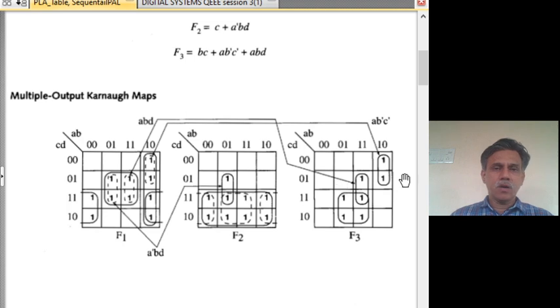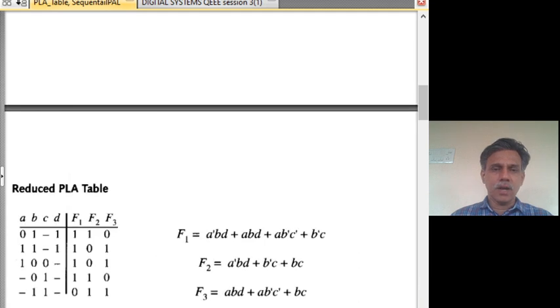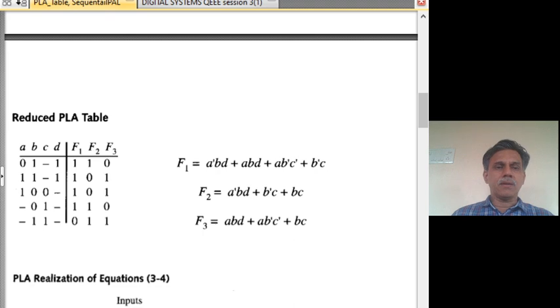So, originally we wanted 8 terms to be used. Now we have 1, 2, 3, 4 and then 5. Only 5 terms are enough. So, we could now write this expansion for F1, F2, F3 like this. Although the expressions for F1, F2, F3 are not individually minimal, they are jointly minimal.